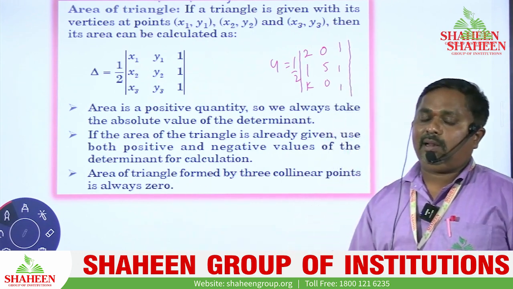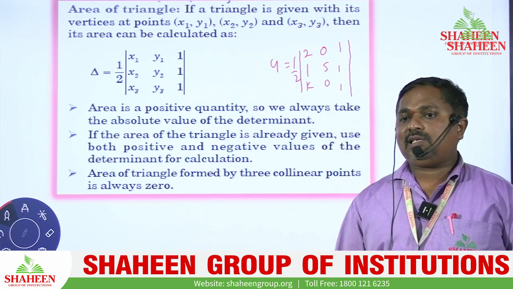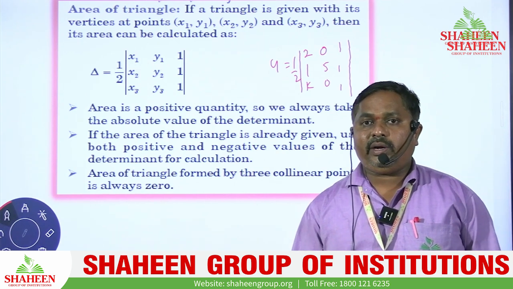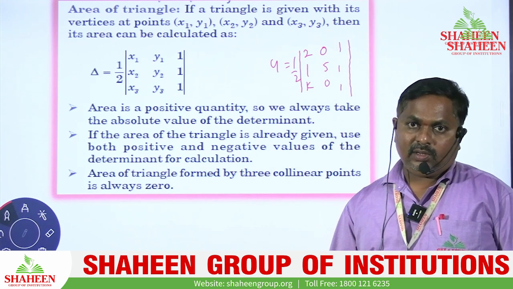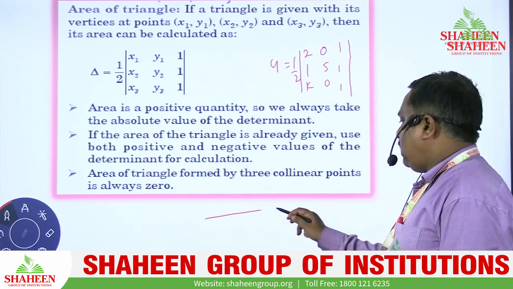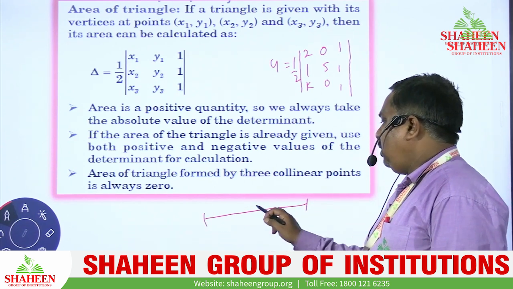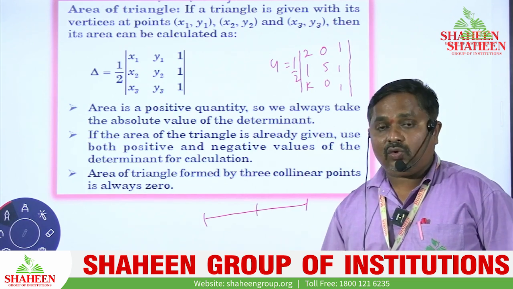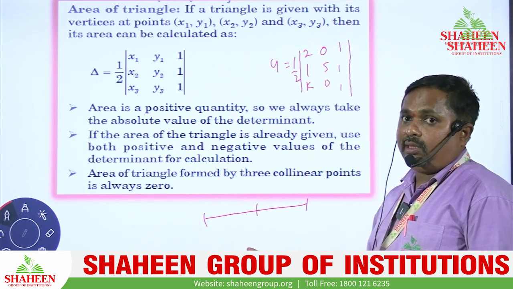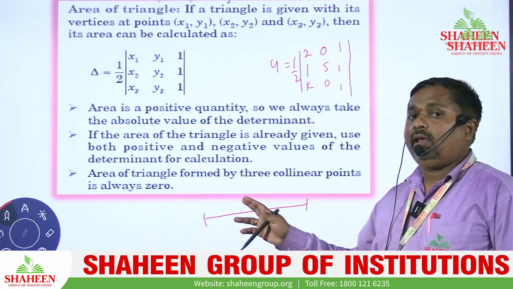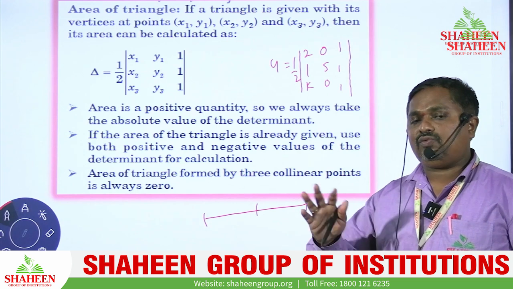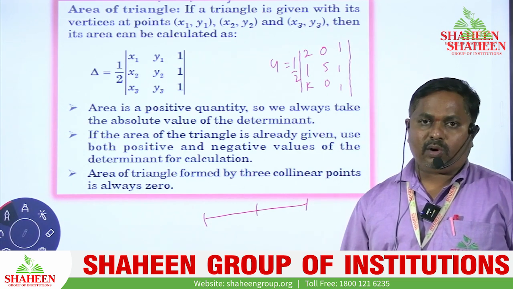Next, area of triangle formed by three collinear points is always 0. For example, we have three vertices (x1, y1), (x2, y2) and (x3, y3), and they are not forming any triangle, meaning the 3 points are collinear. Then we get area of triangle 0. If area is 0, then the 3 points are collinear. If the points are collinear, then the area of triangle will be 0. Vice versa, we can use this property.